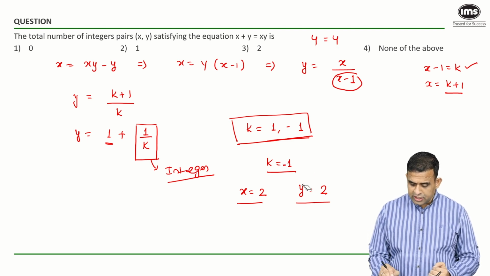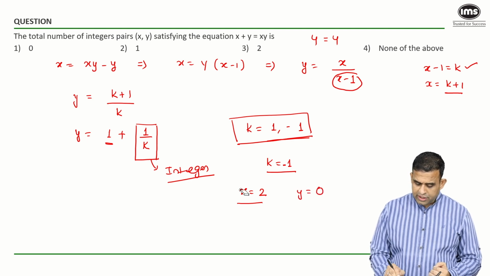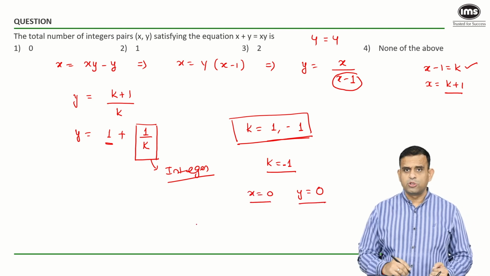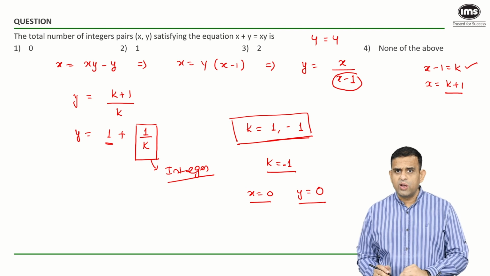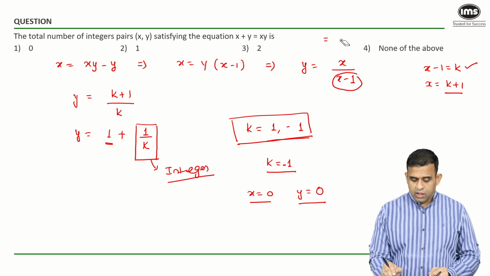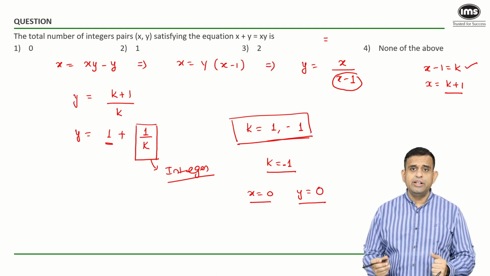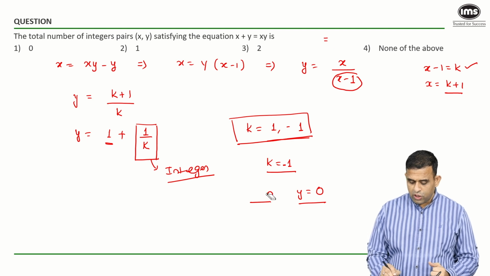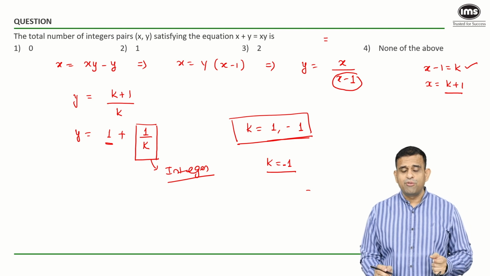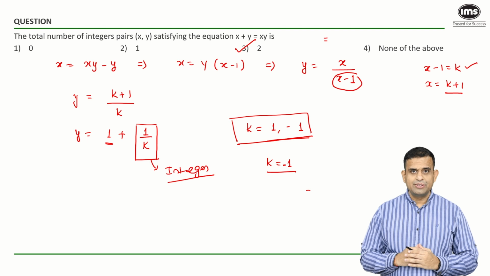If I put k equal to minus 1, in that case the value of y will become equal to 0, and the value of x will also become equal to 0. And do we have any problem whatsoever by putting x equal to 0 and y equal to 0? Answer is again no. In the original equation, 0 plus 0 is 0, and 0 into 0 also is 0. It's perfectly fine because they also happen to be integer values. So we have found one possible pair of x and y for k equal to 1, and another pair of x and y for k equal to minus 1. Hence, my answer over here will be nothing but option number 3.